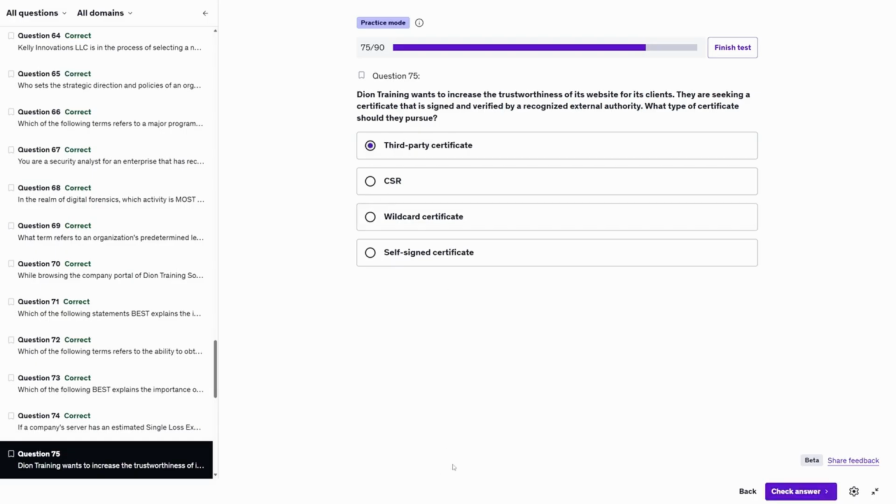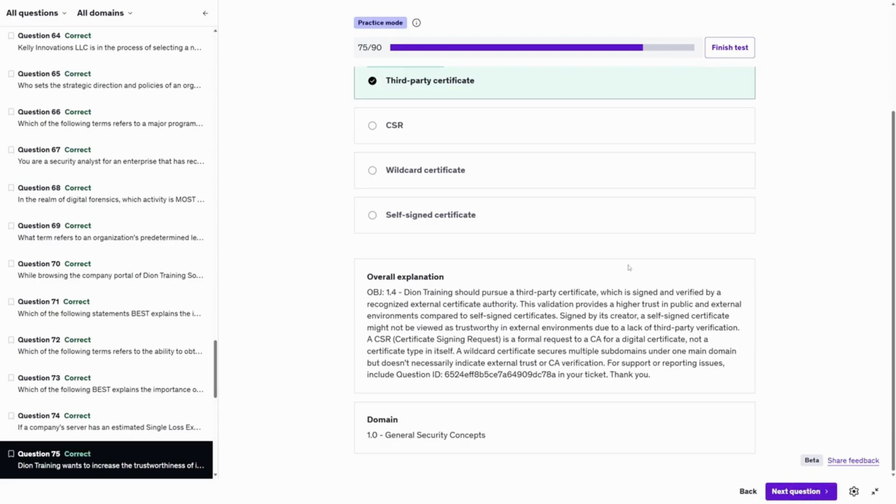And here we'd be looking for a third-party certificate. All right, so again, Dion Training should pursue a third-party certificate which is signed and verified by a recognized external certificate authority. This validation provides a higher trust in public and external environments compared to self-signed certificates. I'll leave up the other answers for a few moments.